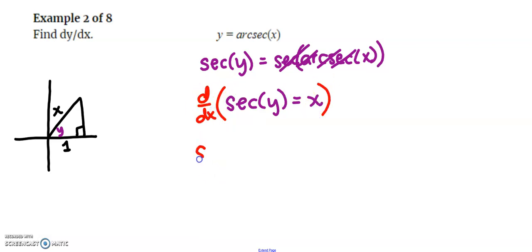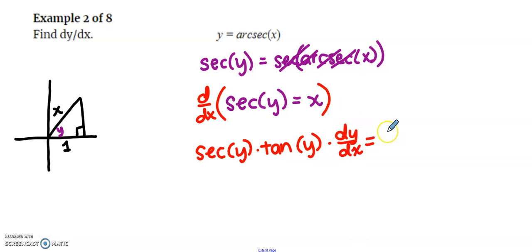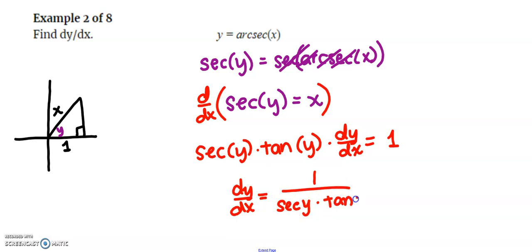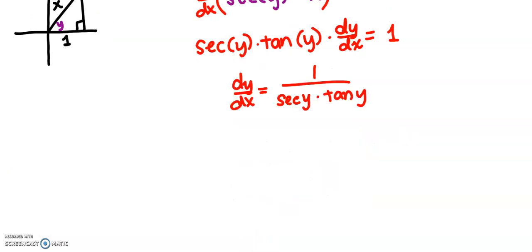The derivative of secant of y is secant times tangent times the derivative of the inside. The derivative of x is just 1. So to isolate dy dx, I'm going to have 1 over the secant of y times the tangent of y. Now it's my job to fill in the rest of those blanks using my triangle.